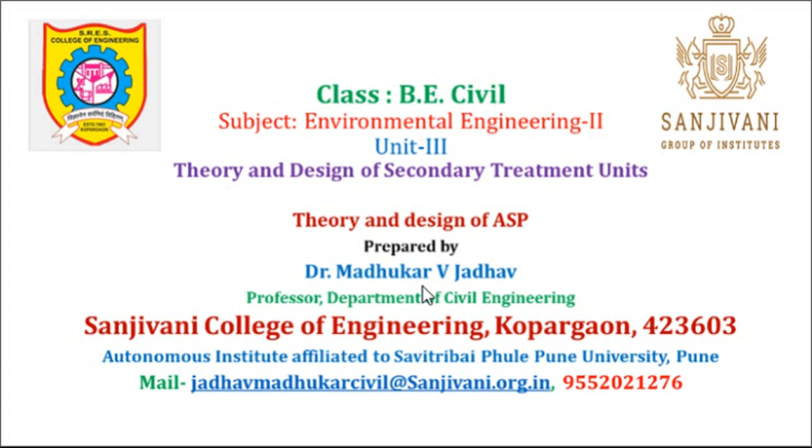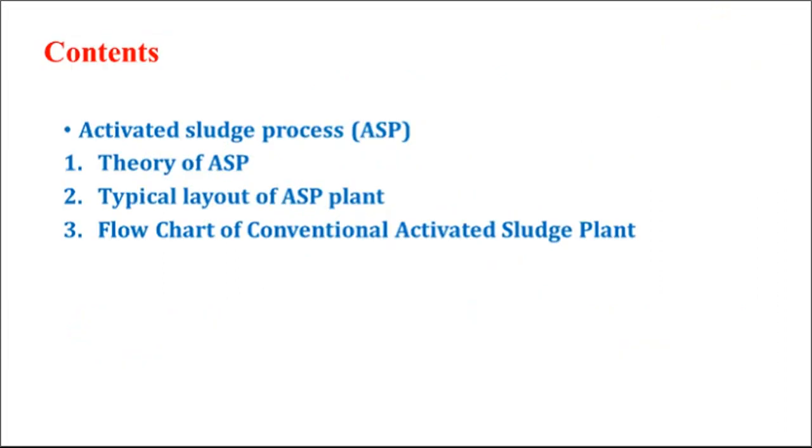In the last lecture, we started theory and design of secondary treatment units, that is third unit, in which we saw what is meant by unit operation and unit processes. Then we saw the classification of secondary treatment processes, and the role of microorganisms in secondary treatment. In this lecture, we are going to study the theory of activated sludge process, the typical layout of an activated sludge plant, and the flow sheet for the conventional activated sludge plant.